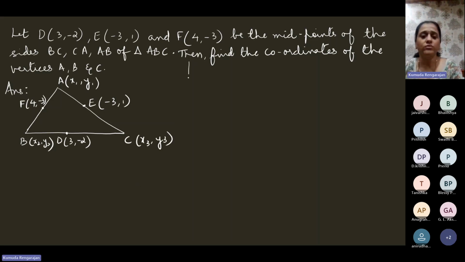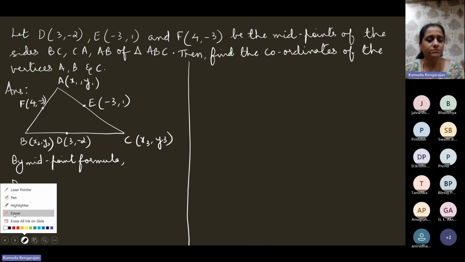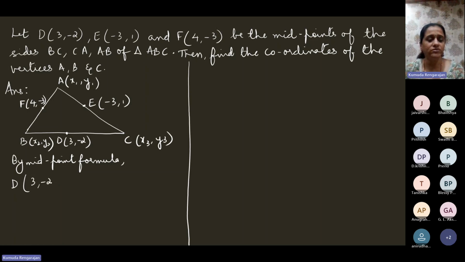Okay. So what do we have by midpoint formula? Now, D is the midpoint of BC, right? So, children, see here, D is given by the address 3, comma, minus 2. But how do you find the coordinates of D? Using the endpoints B and C, right? Because D is the midpoint of BC.